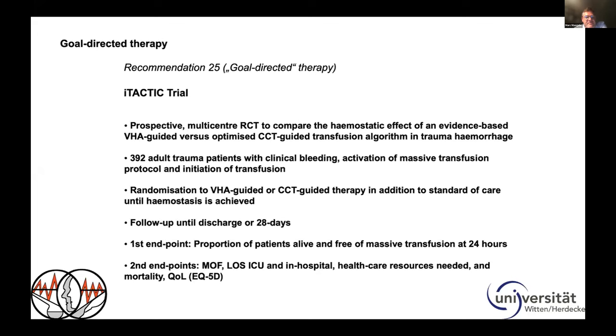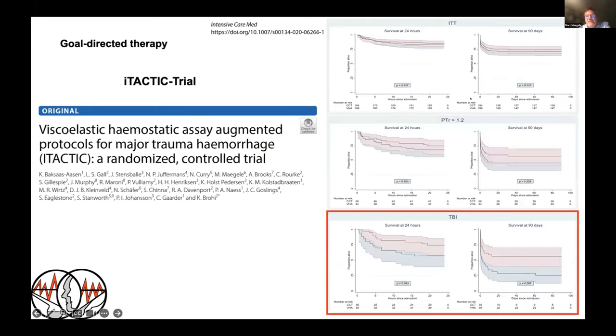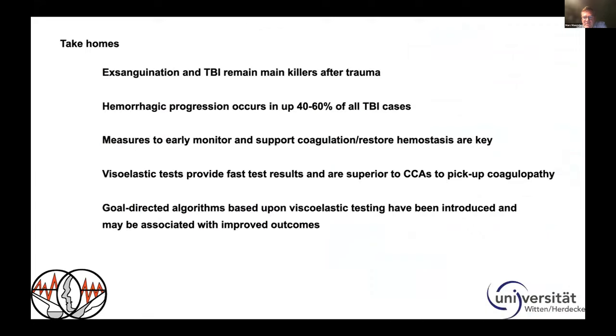The follow-up was until discharge or 28 days, and the primary endpoint of this study was the proportion of patients alive and free of massive transfusion at 24 hours. And I would like to highlight that in the group we pre-specified with TBI, the use of the viscoelastic testing-based algorithm was substantially associated with better survival, both at 24 hours and 90 days, highlighting the role of this testing assay, in particular for the TBI population and in guiding coagulation therapies.